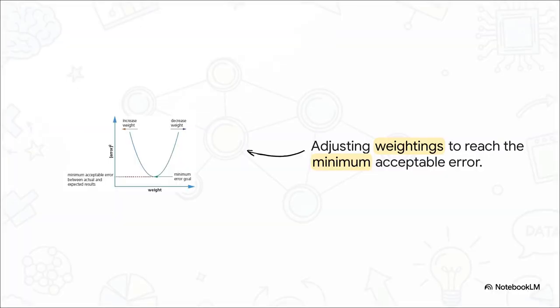The absolute ultimate goal of backpropagation is to hit that minimum acceptable error. It achieves this by essentially sliding down the error curve, constantly, relentlessly tweaking those weights. It bumps them up or down based on that positive or negative feedback until it hits the sweet spot.